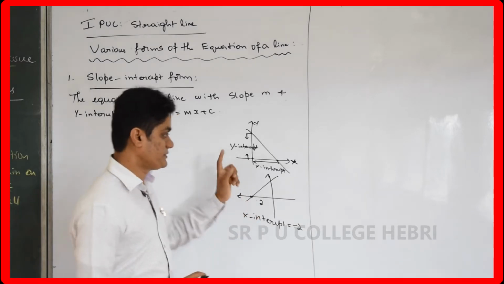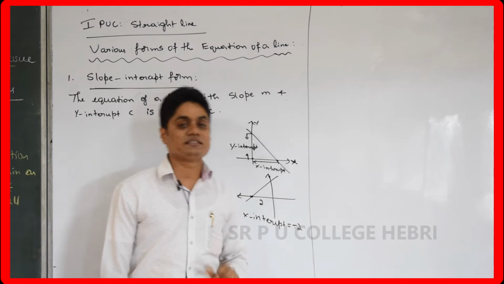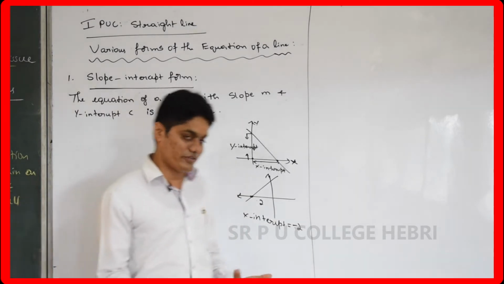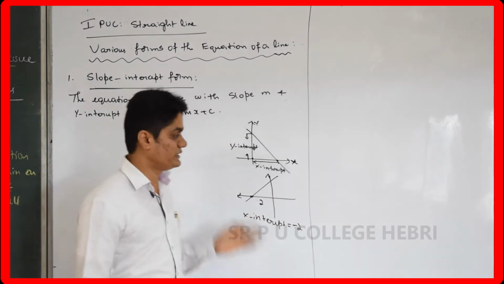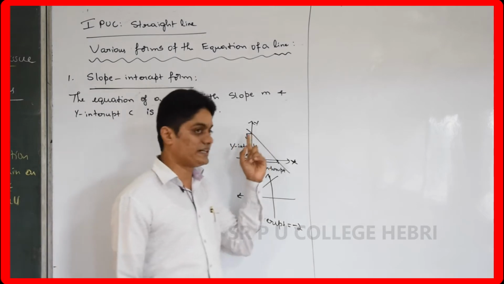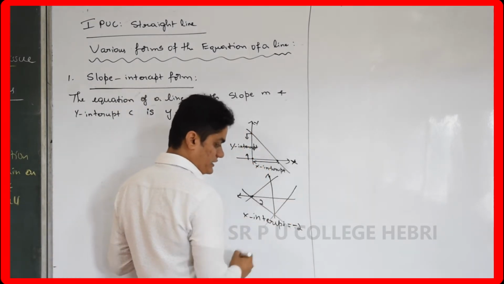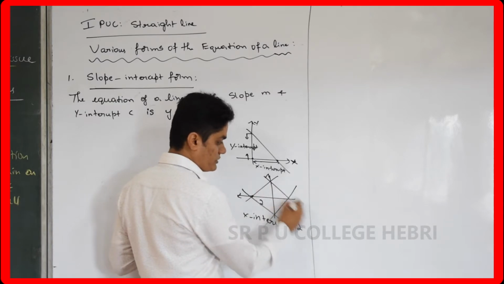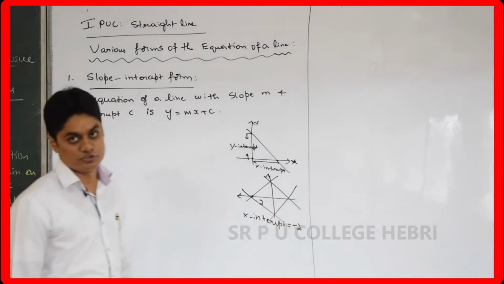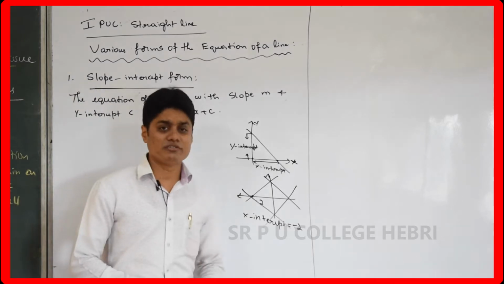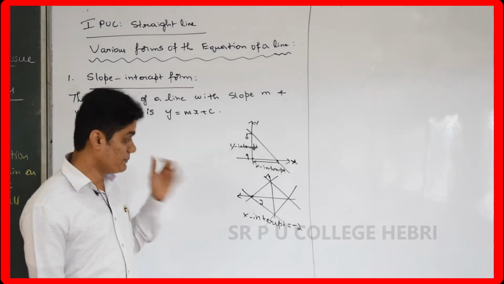So if the x-intercept cuts the positive x-axis, then its distance is positive. If it cuts the negative x-axis, then the intercept is negative. Similarly, if the y-intercept cuts the positive y-axis, then it is positive. Suppose it cuts like this, then both are negative. If it cuts like this, x is positive and y is negative. If it cuts like this, both are positive. The textbook does not explain this clearly anywhere, so I have explained it completely.